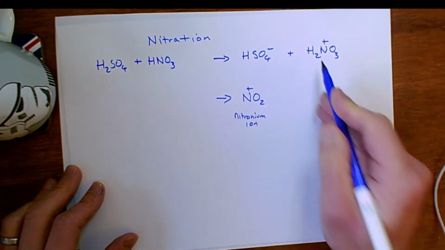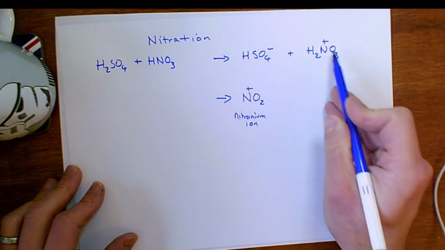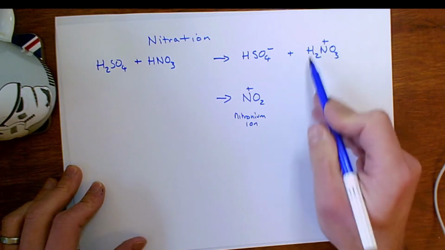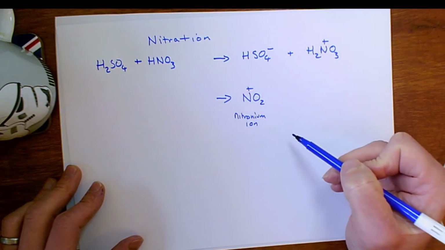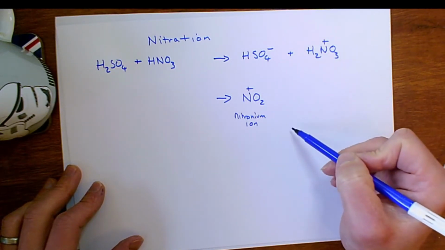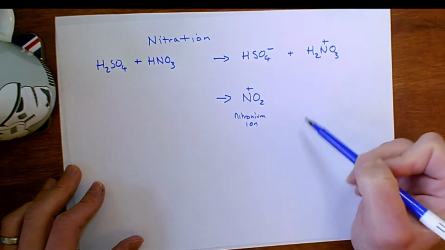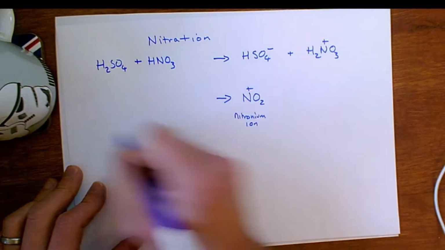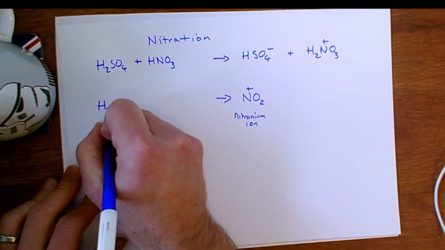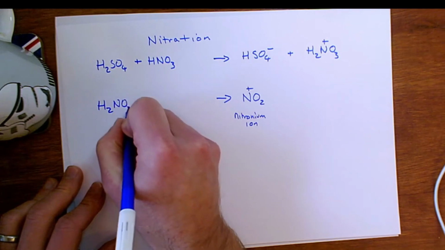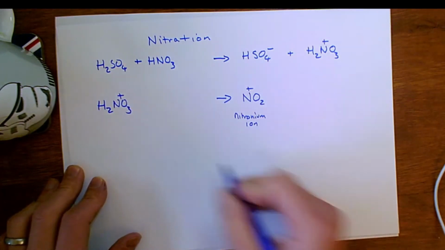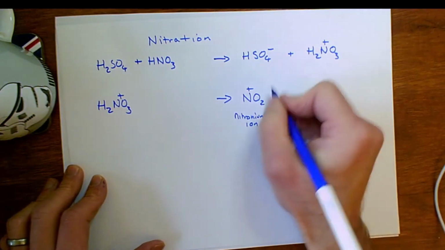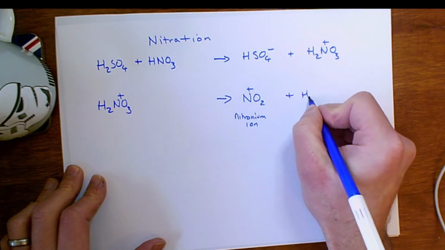To my nitric acid, which is now protonated. So you could call this acting like a Bronsted-Lowry base if you've done that. It's accepted a proton, it's donated its lone pair. Now this species here, HNO3 plus, is the one that's going to get involved, and what happens is it essentially falls apart and it just releases H2O.